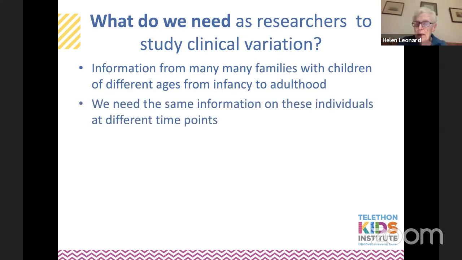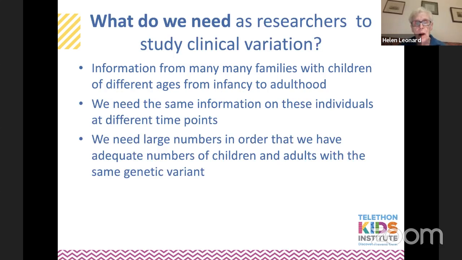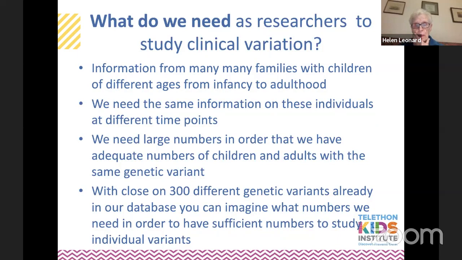We need the same information on these individuals at different time points. We need large numbers in order that we have adequate numbers of children and adults with the same genetic variant. With close on 300 different genetic variants already in our database, you can imagine the numbers that we need in order to have sufficient numbers to study individual variants.